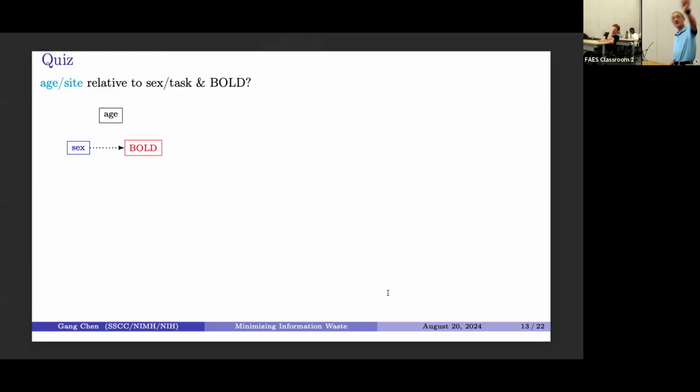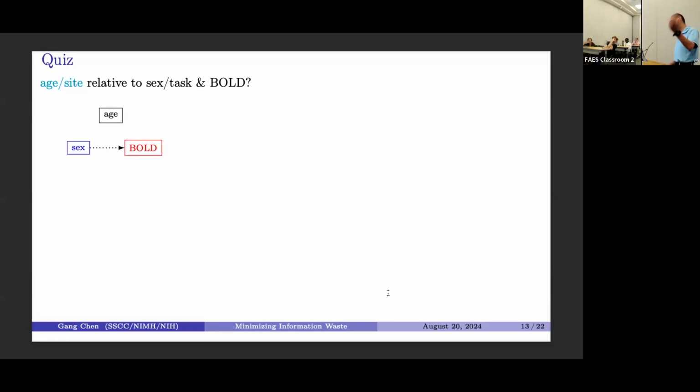So let's look at a simple case. Suppose for neuroimaging we have data. We have males and females, and we compare their brain response. We have age as a potential covariate. Is it a good idea to include age as a covariate?